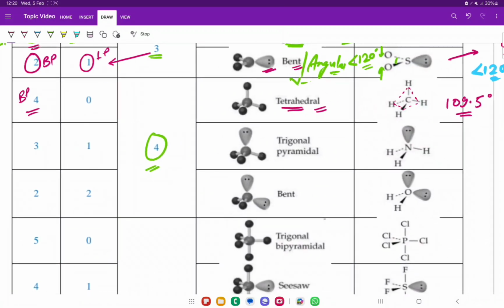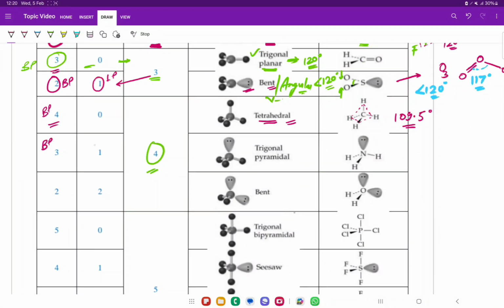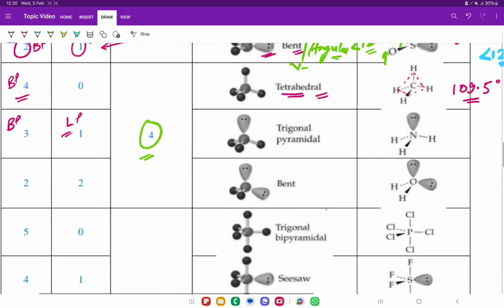But when out of these four, three electron clouds are bond pairs and one is converted to a lone pair. Three bond pairs, one lone pair.